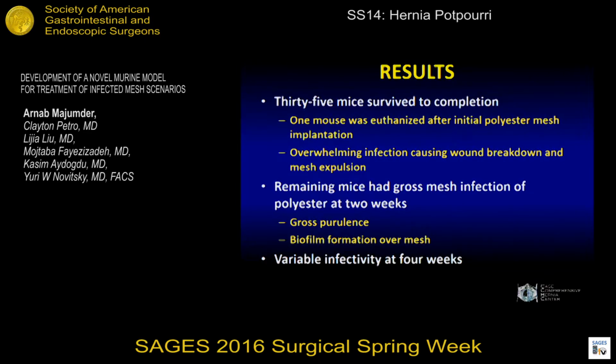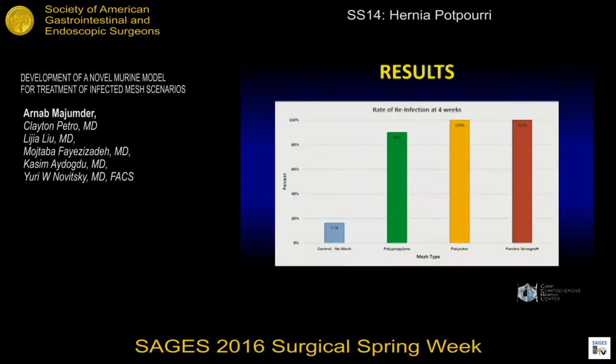So 35 mice survived. One mouse was actually euthanized after the initial mesh infection due to overwhelming infection. The remainder of mice had positive gross infection at 2 weeks with biofilm formation and purulence, and then variable infectivity at 4 weeks, and I'll outline that. So here's the rate of reinfection at 4 weeks.